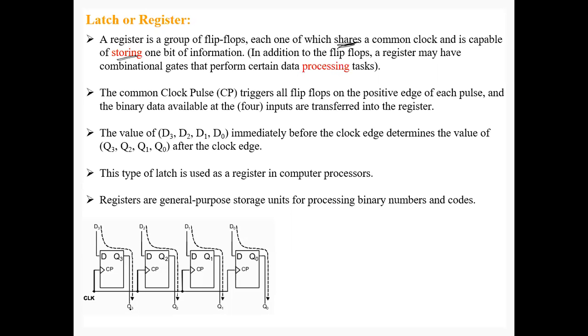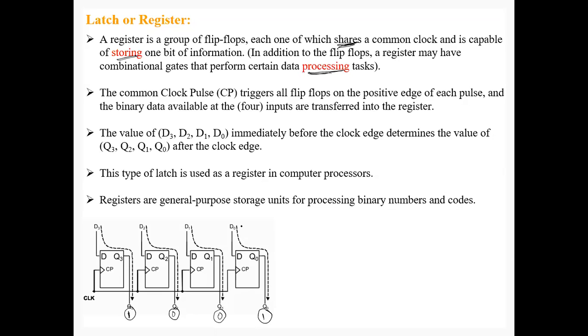So this can store 1 bit, this can store 1 bit, this can store 1 bit, and this can store 1 bit. So it could be 0, 1, I don't know. This is 0, this is 0, this is 1. In addition to flip-flops, a register may also have combinational gates that perform certain processing tasks, okay? But it's not shown here.